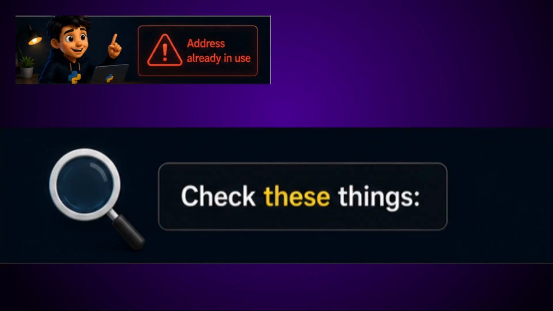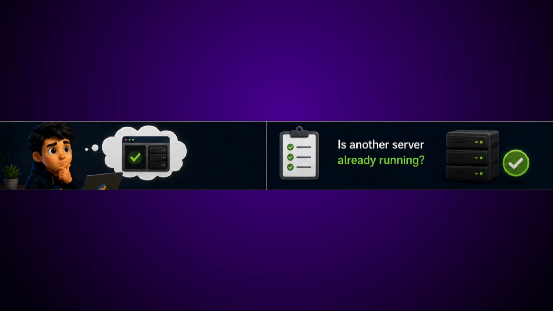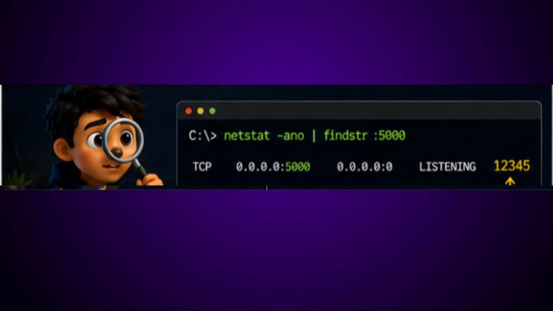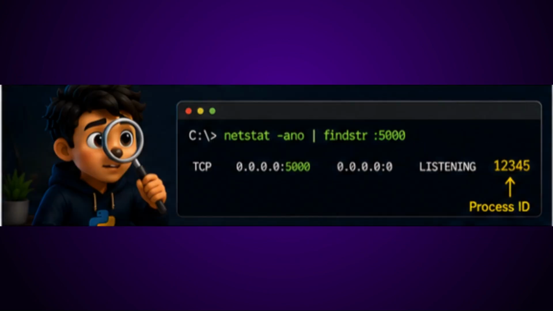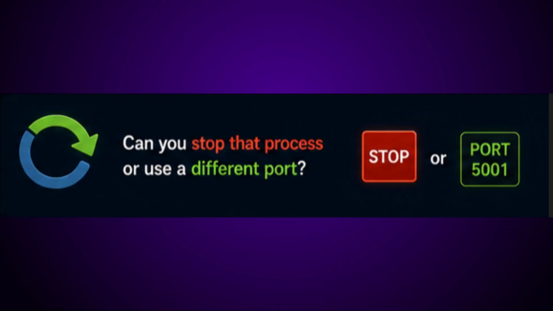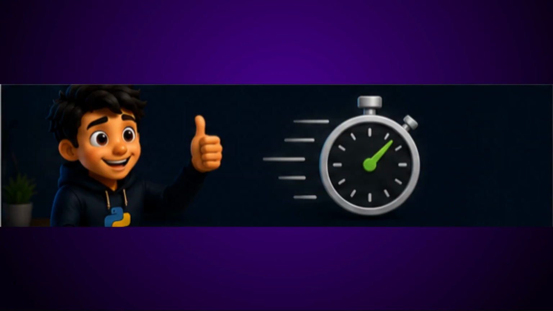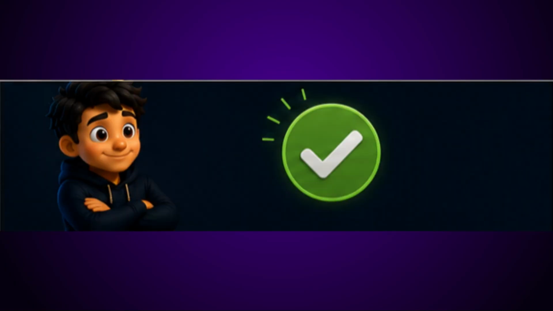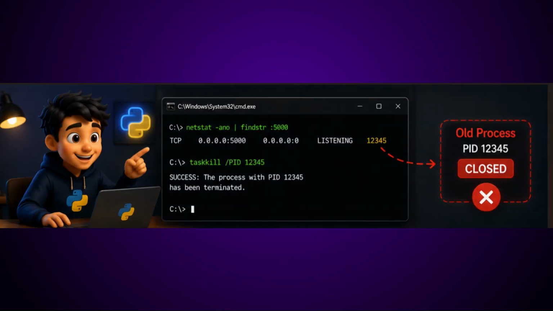Whenever you see address already in use, check these things. Is another server already running? Which process owns the port? Can you stop that process or use a different port? Most port conflicts are solved in seconds.